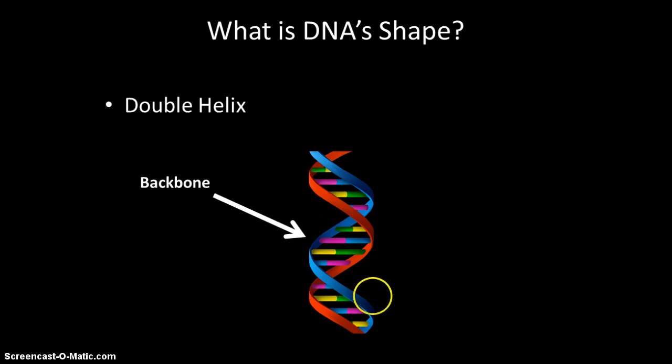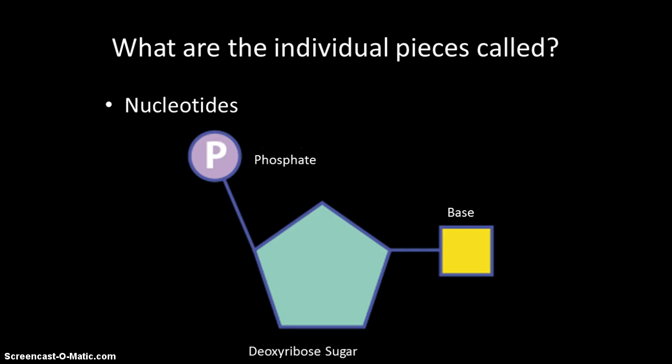Some key parts with this is you have the backbone. That's the blue and red parts right here. And we have the bases in the middle. So the individual pieces that we have are nucleotides. So a nucleotide contains a phosphate, a sugar, and a base. You'll notice this deoxyribose. That's because DNA stands for deoxyribonucleic acid. This is the type of sugar that's found in DNA. So once again, the three main pieces are phosphate, sugar, and base.